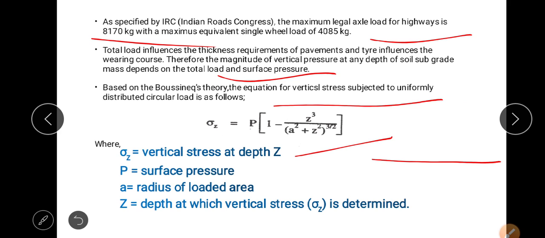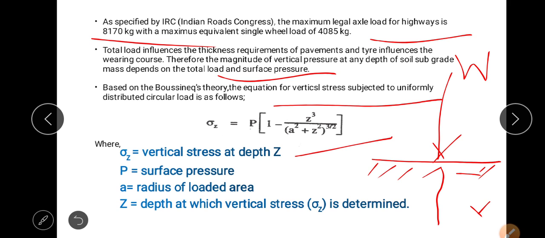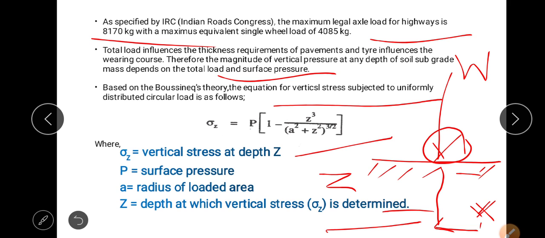Suppose this is the subgrade, and this is the load applied, either W or P. At any position, suppose here, this is r, small r, and this is the depth z at which the pressure, or vertical stress, is developed. P is the surface pressure, that is W divided by the area of application of the loading. Z is the depth at which vertical stress is determined, a is the radius of the loaded area, and r is the horizontal distance at which it is computed with respect to the vertical axis.